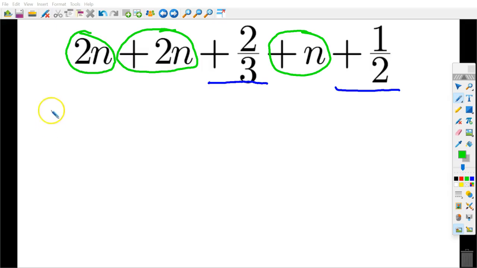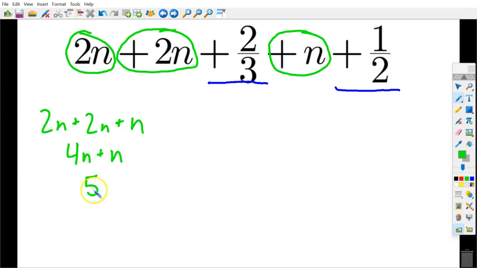So the n's are very easy. We've got 2n plus 2n plus n. I'm just going to solve that real quick because it's so easy. 2n plus 2n is 4n plus n. Give me 5n. Let's go. Now we have 2/3 plus 1/2. I can't add these fractions together because I do not have common denominators.